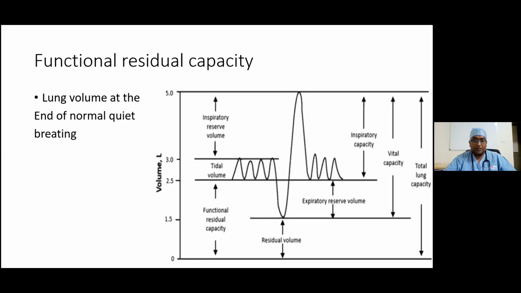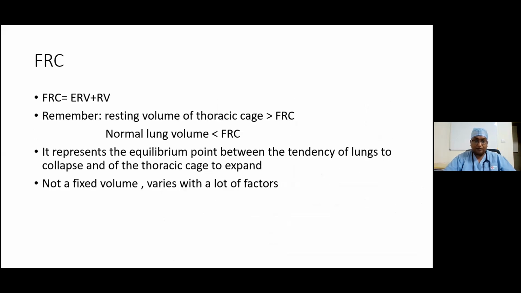We'll come to a very important term, functional residual capacity. FRC is a lung volume at end of quiet normal breathing. So FRC is usually the sum of expiratory reserve volume and residual volume. Now remember, resting volume of thoracic cage is usually more than FRC. A normal lung volume is FRC.